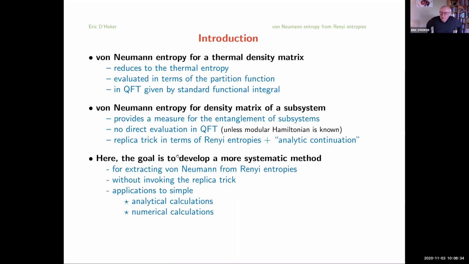So here, the goal of this work and of this talk is going to be to develop a more systematic method to extract the von Neumann entropy from Renyi entropies without having to invoke this funny analytic continuation, which is characteristic of the replica trick, from integers to the complex plane. As an application, I'll show you some simple analytical calculations and then also some numerical calculations to show how to apply it, and in fact that it does work to a large extent.